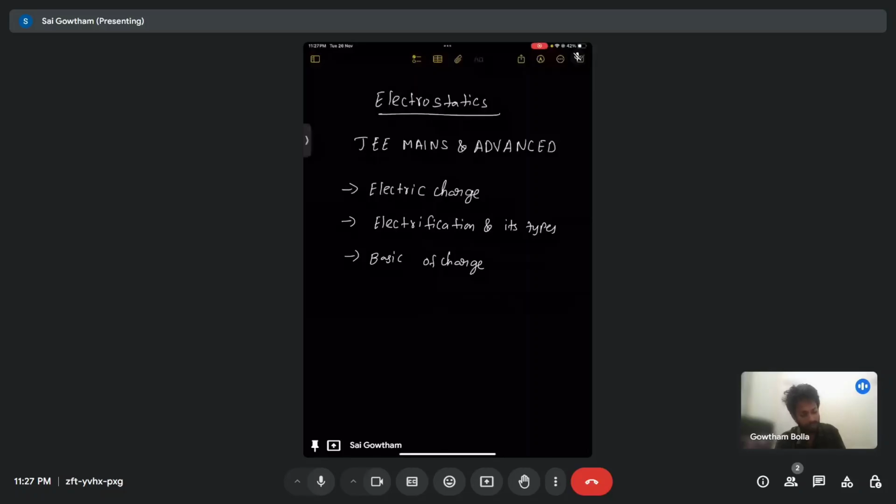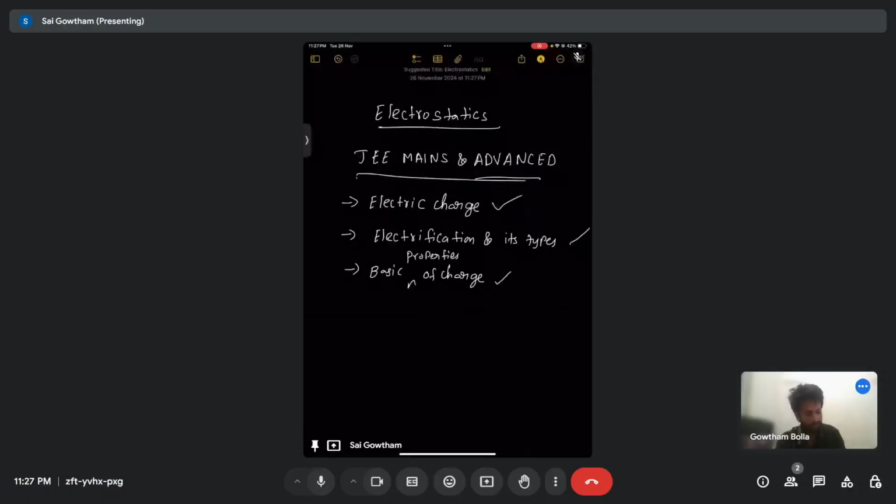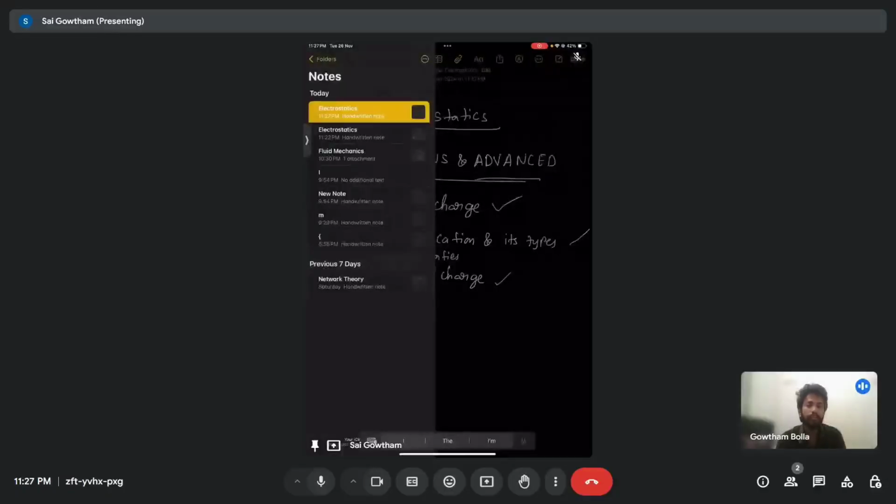Let us start the discussion of the topic. Electrostatics. Electrostatics is nothing but the study of the charges at rest. What is a charge? A charge is a fundamental property by virtue of which the magnetic and electric effects are seen.